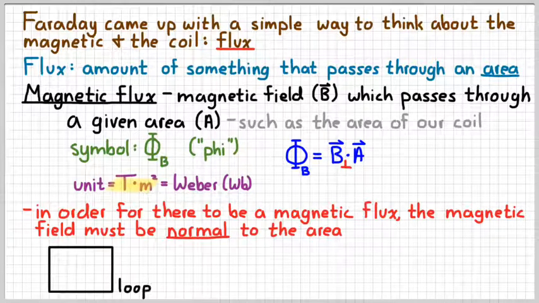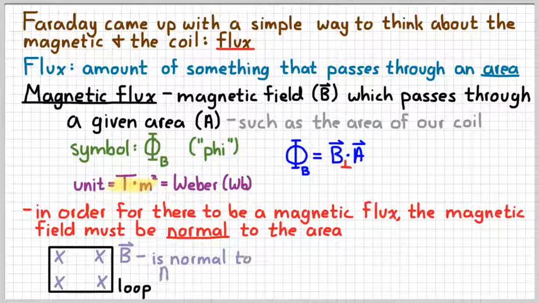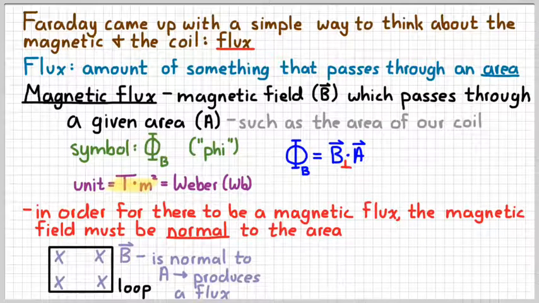Let's draw some examples. Here's a loop of wire. Here's a magnetic field going into the page. Into the page is normal to that loop, it's normal to the plane of the page, and so it would produce a flux. So if you imagine those X's as representing physical arrows, they would actually go through the loop, like in and out of the screen.